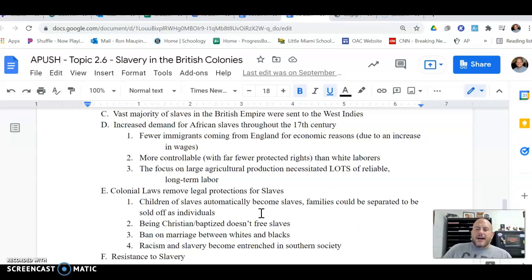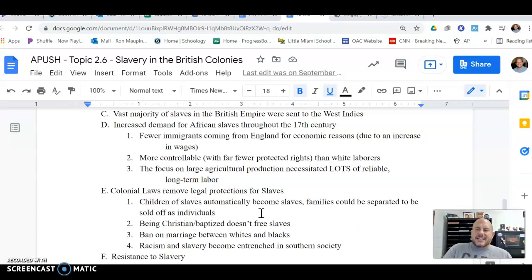Additionally, the idea that maybe if you are a slave that you find Jesus and you become baptized as a Christian, that used to be the basis by which you could attain freedom. But once again, as we're associating race with conditions of servitude, that's not going to be a protection anymore.